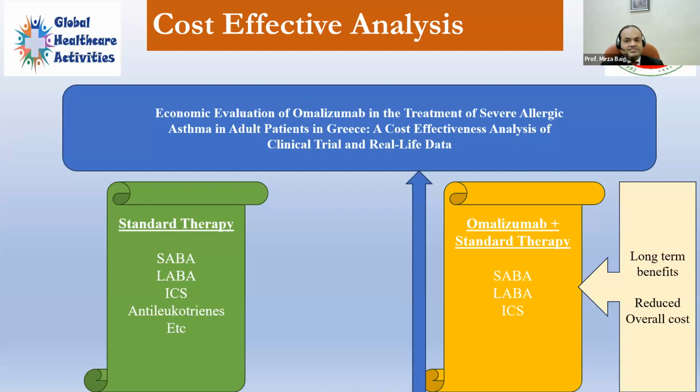So from the patient's perspective there is a good benefit, and from the societal perspective there is a good benefit when they add the biological drug to the standard therapy. So this is the real-life data. I cannot produce all the results. They have a big analysis of these clinical trials and real-life data, but in short, as I have mentioned, it reduced the overall cost even though they added the biological drug.